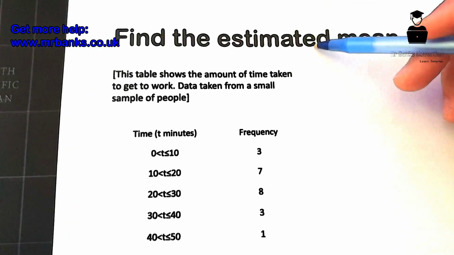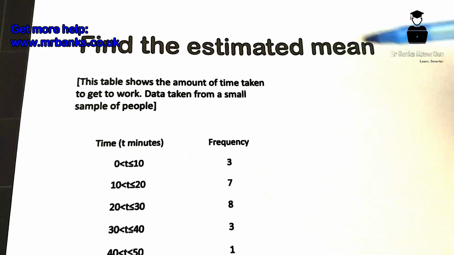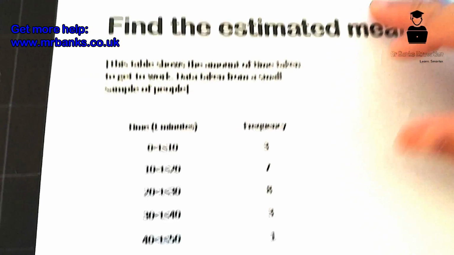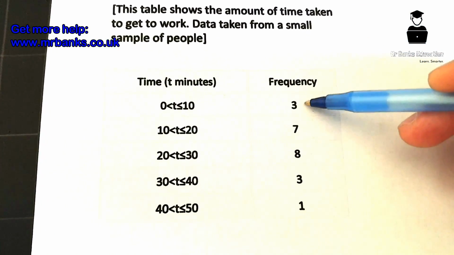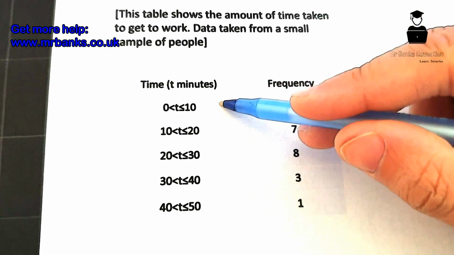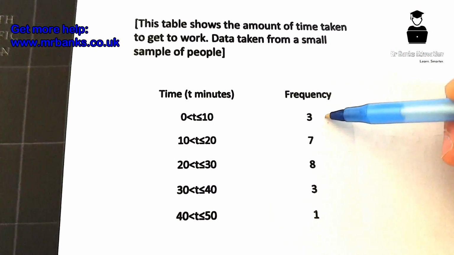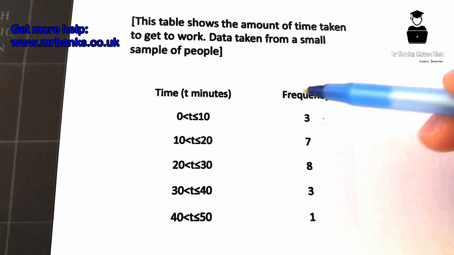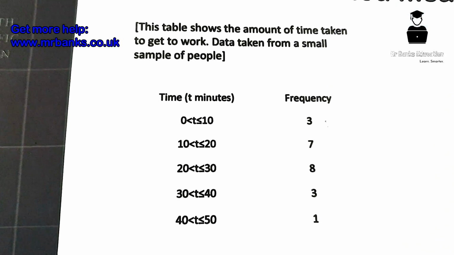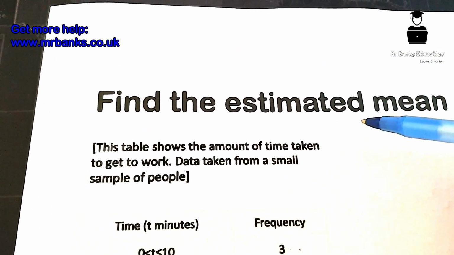Now, why is it an estimated mean? Because the normal way of finding out the mean is by adding up all the numbers and then dividing by the frequency. The reason it's estimated is because we have 3 people in this class. We don't know exactly how many minutes these people spent. This is the amount of time they take to get to work, by the way. So we know that in this class 3 people took between 0 and 10 minutes, but we don't know if it was 5 minutes or 6 minutes or 7 minutes and 22 seconds. All we know is that it's in this class. So that's why we're doing the estimated mean.